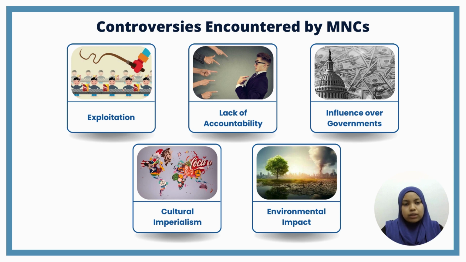Number two is lack of accountability. Critics claim that because of their intricate organizational structures, difficulties with jurisdictions, and capacity to transfer assets and profits across borders, multinational corporations frequently evade moral and legal responsibilities. Number three is influence over governments. According to some, multinational companies have an excessive amount of influence over governments. They use their economic clout to sway laws and policies in their favor, creating a power imbalance between states and corporations. Number four is cultural imperialism.